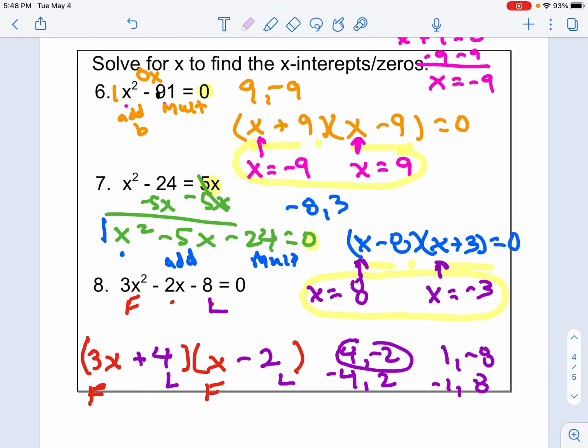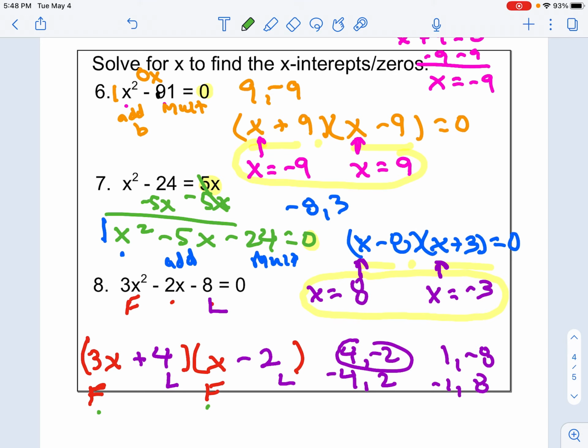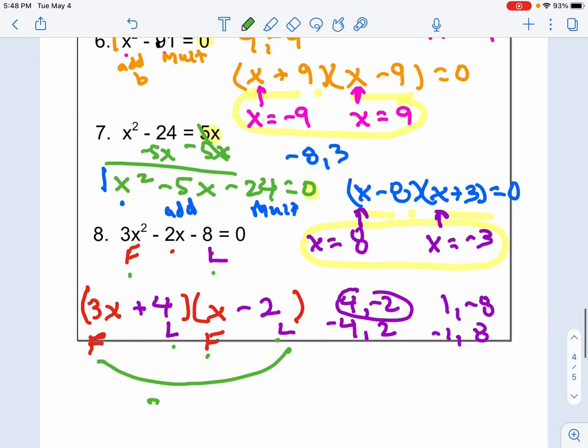Now, the checking part goes like this. You know that the first term times the first term still gives you 3x squared. The last term times the last term does give you -8. But what you have to check is multiplying the outside terms, which gives us -6x, and the inside terms, which gives us +4x. And when I add these together, I get -2x, and that is what I want.